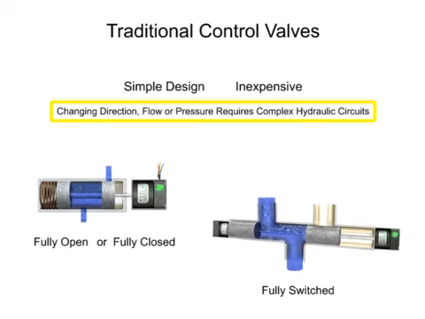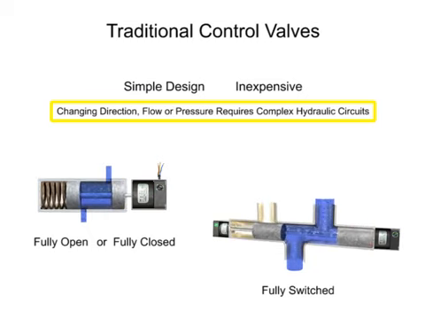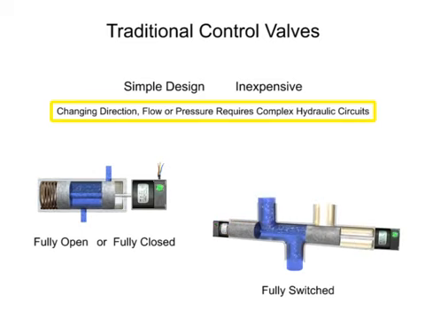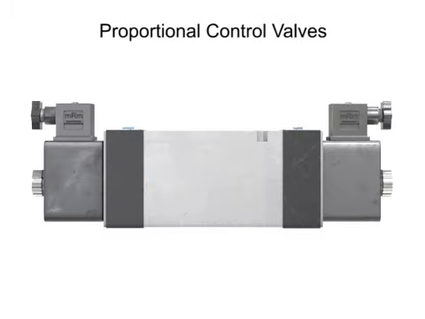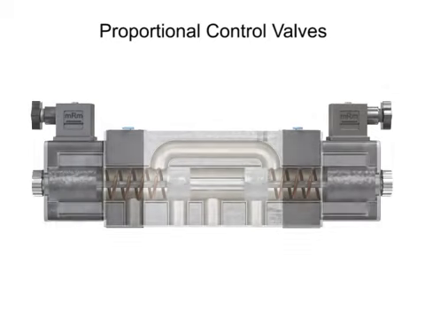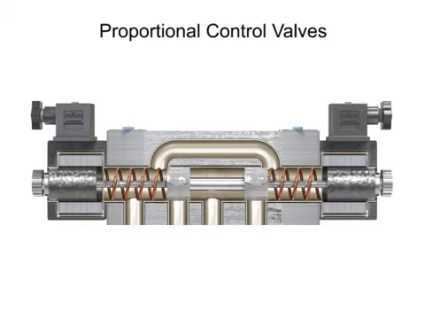Changing direction, flow, or pressure during machine operation would require a complex hydraulic circuit. Each desired direction, flow, or pressure would require an individual traditional valve to control it. Proportional control valves offer a solution to the complexity dilemma without introducing dozens of valves and hydraulic loops to the system. Physically, proportional valves appear similar to their on-off solenoid counterparts.